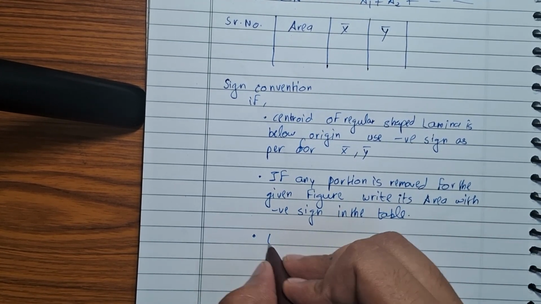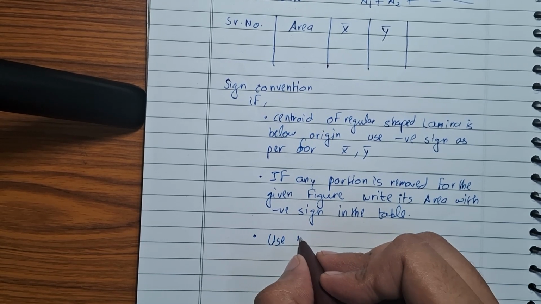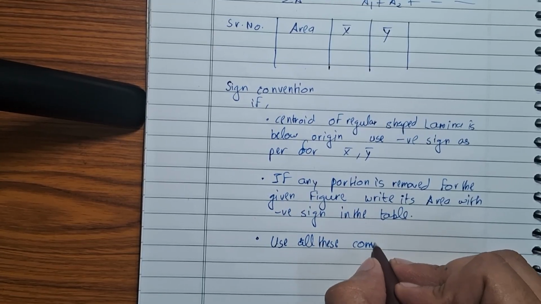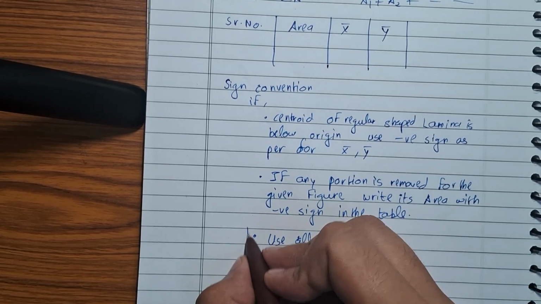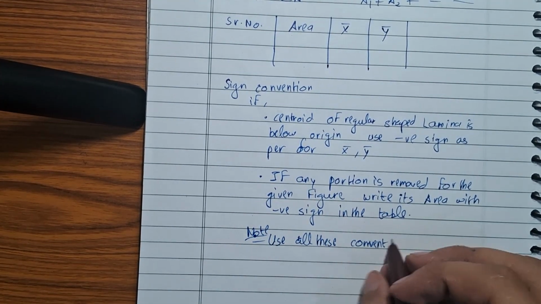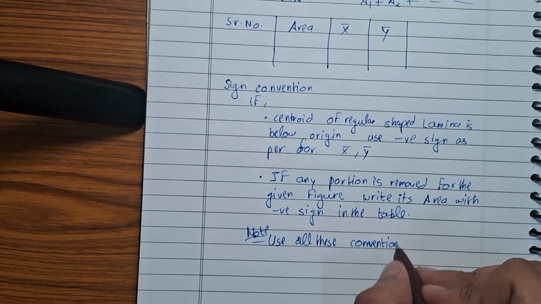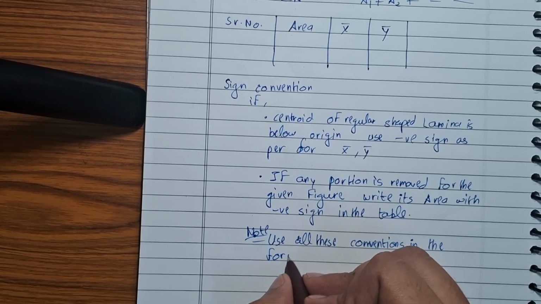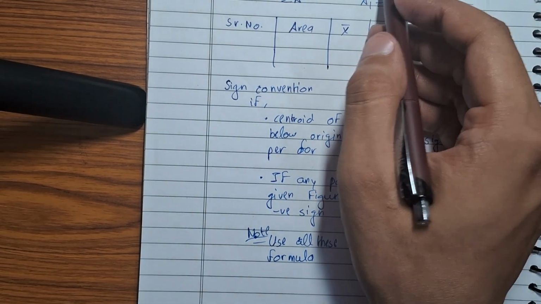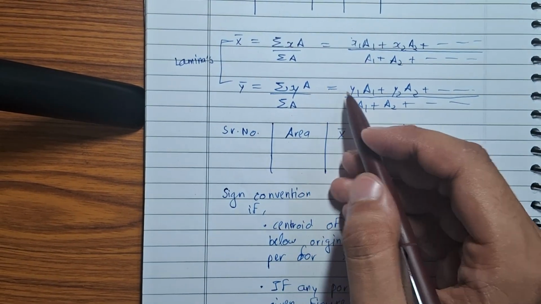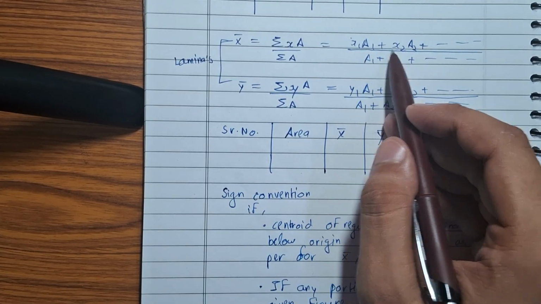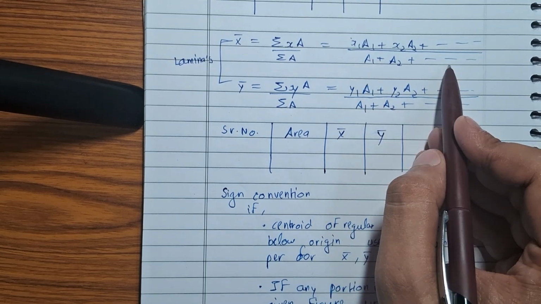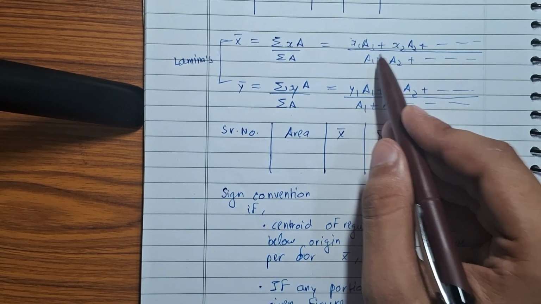And lastly, use all these conventions, actually it can be written as a note. Use all these conventions in the formula, even in the denominator case, right? So there is a misconception that if let's say a2 is negative, we are not gonna use the negative sign of a2 in the denominator value, but actually you are gonna use it.